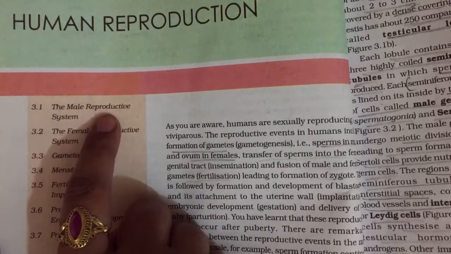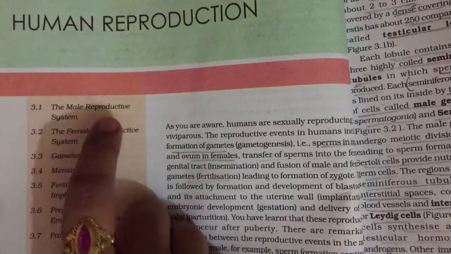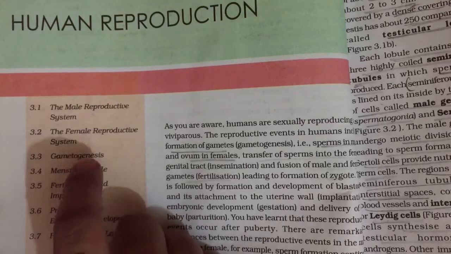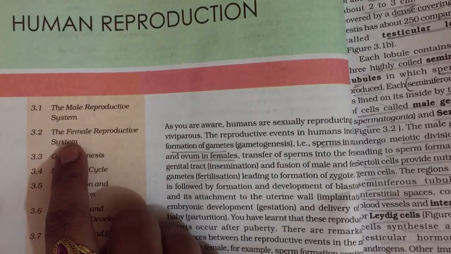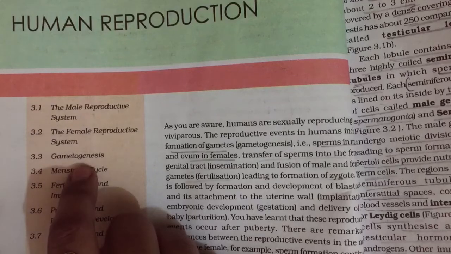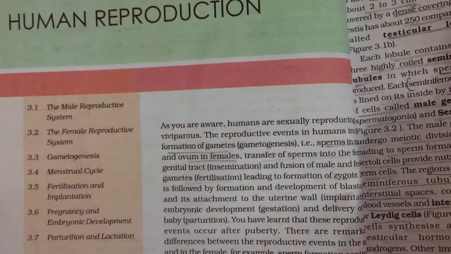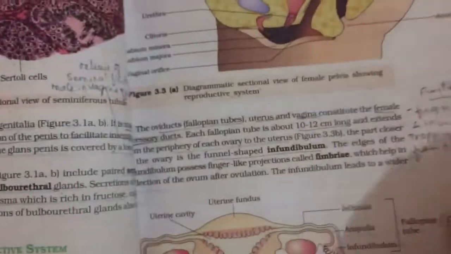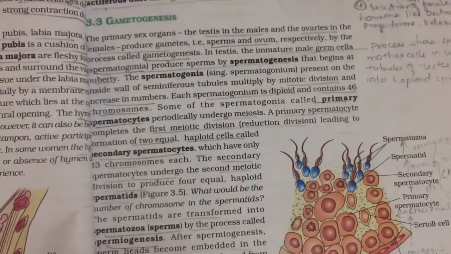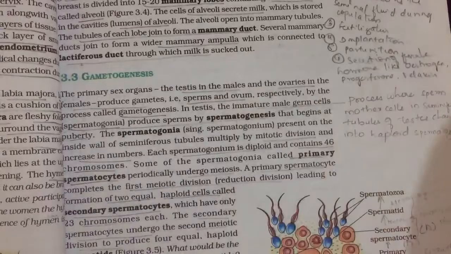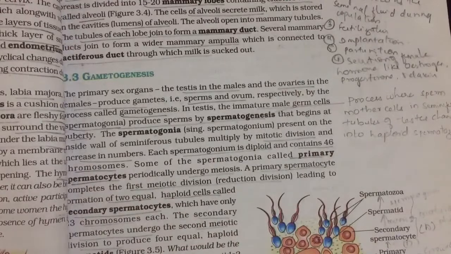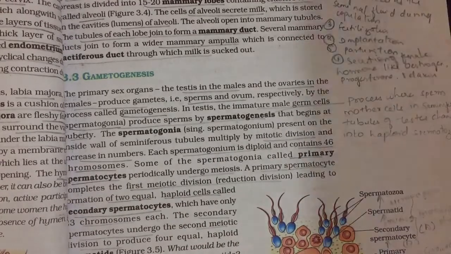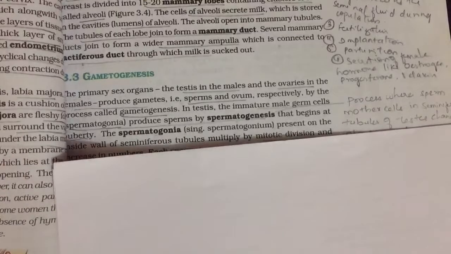As we have studied the male reproductive system in detail, now we shall study how males produce gametes. After the completion of this, I shall discuss the female reproductive system. Now we are discussing gametogenesis, and in gametogenesis, we are discussing spermatogenesis. So first we shall discuss that one.